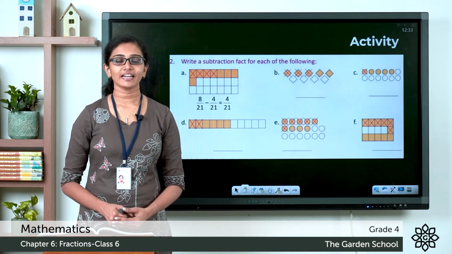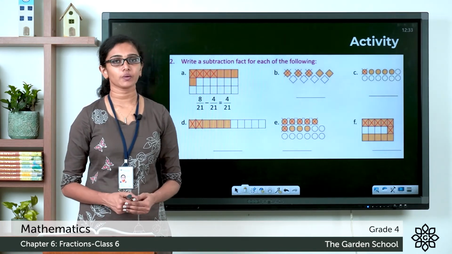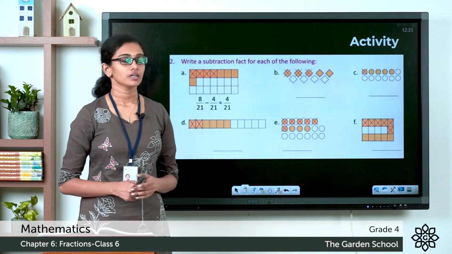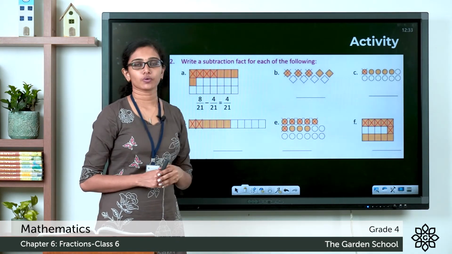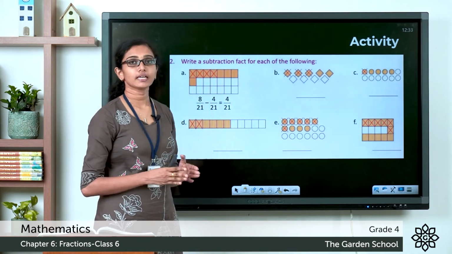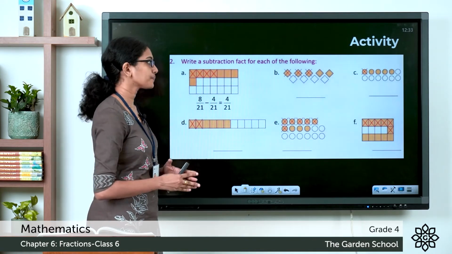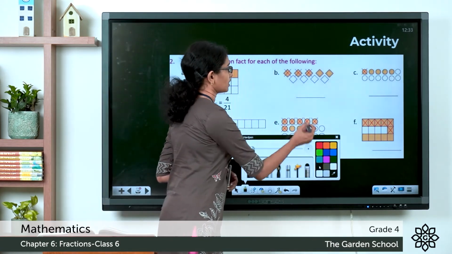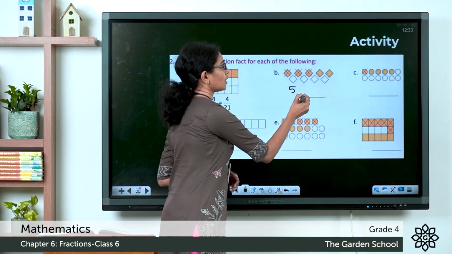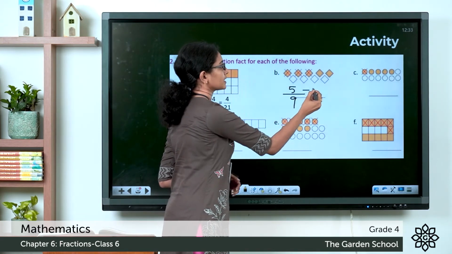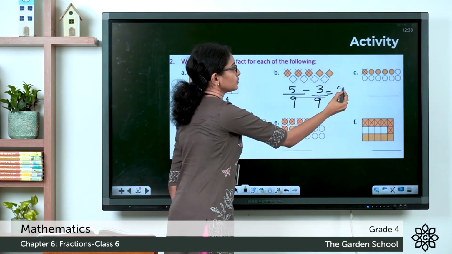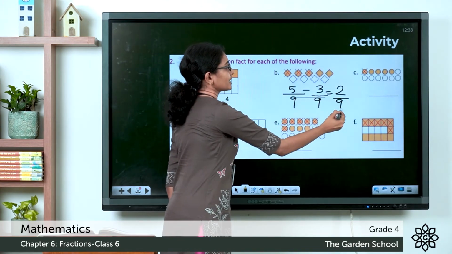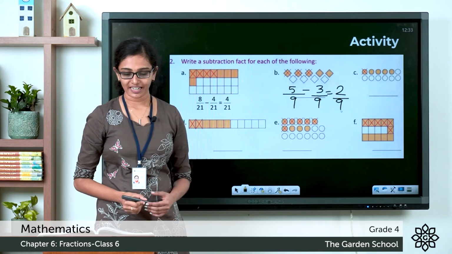Hope you are done with that. Now let's see each question one by one. Question B. 5 shapes are shaded and 3 are crossed. So the equivalent subtraction fact would be 5 out of the total 9 minus 3 out of the total 9, and that is equal to 5 minus 3, 2 by 9. Hope you got this one correct.